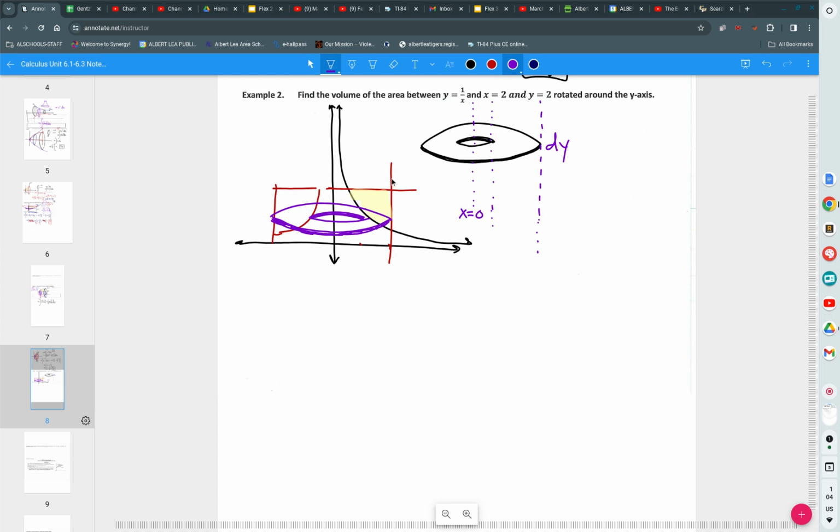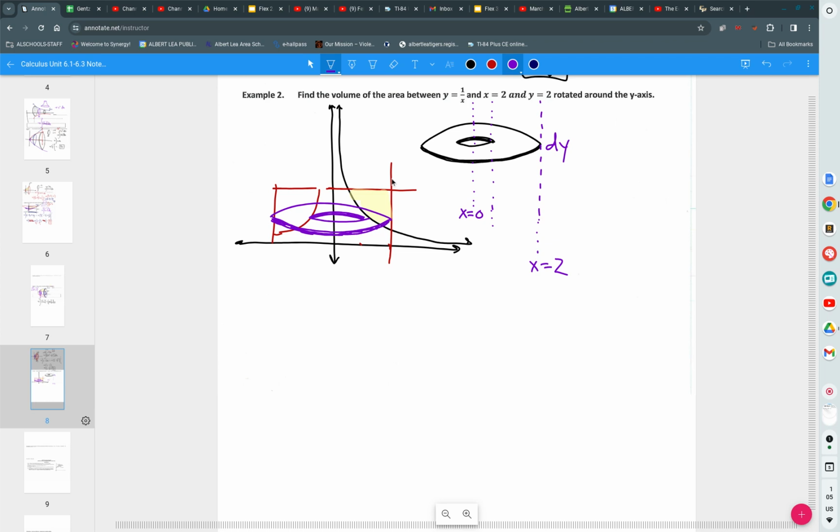All right, what makes up this part? X equals 2. Notice how both of these are equations of x equals. Both of them are x equals, so that means that this one is going to need to be an x equals. It's a dy problem, so it's going to have the y variable in it.